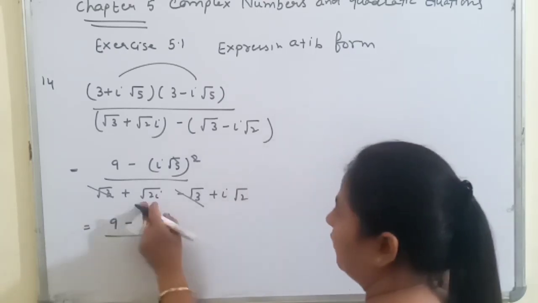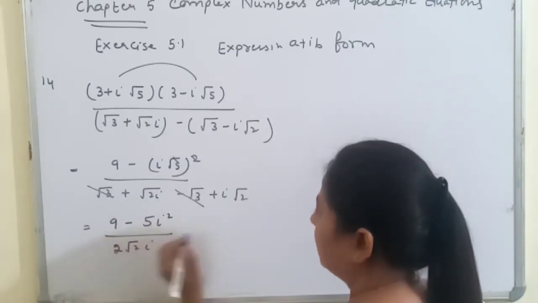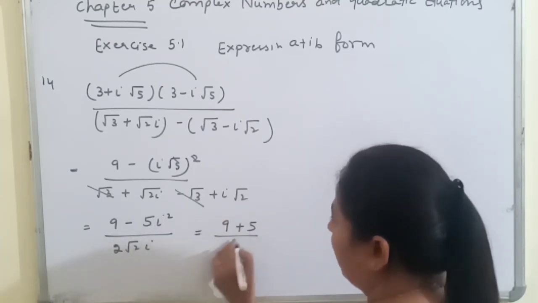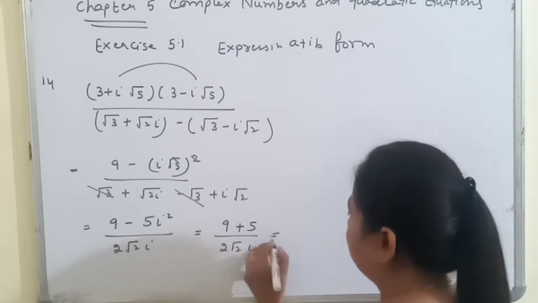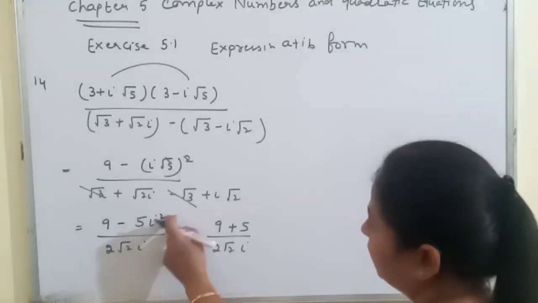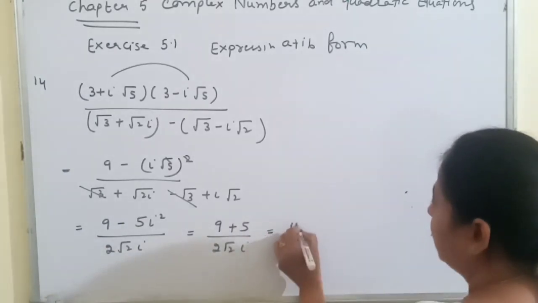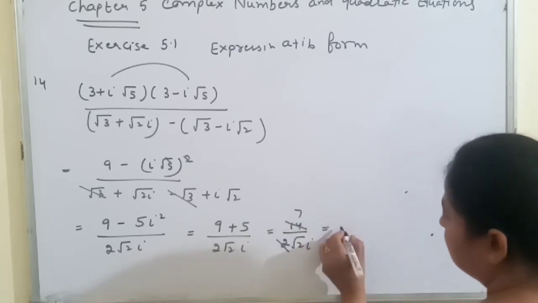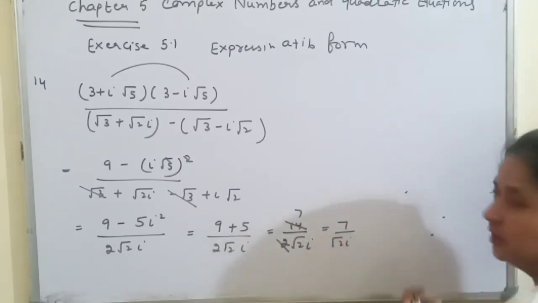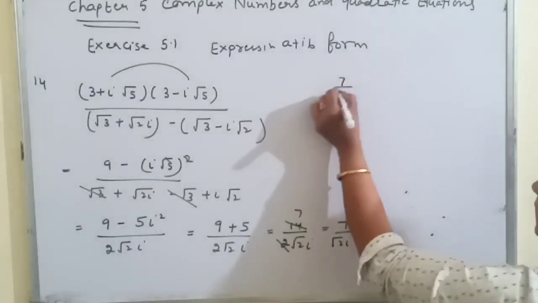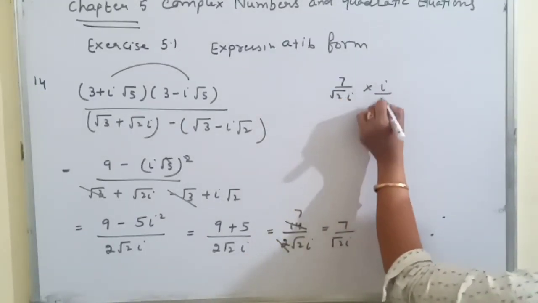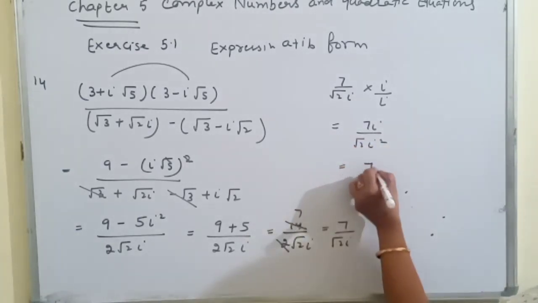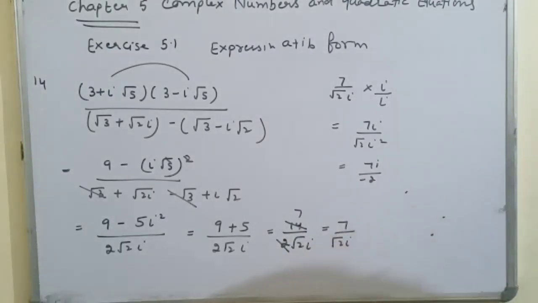At the numerator, minus under root 5 squared will become 5, and iota square is minus 1, so 9 plus 5 is 14. Under root 2 iota plus under root 2 iota is 2 under root 2 iota, so 14 upon 2 under root 2 iota. We can cancel it by 2, so what is left with us is 7 upon root 2 iota. Now rationalize the denominator. 7 by root 2 iota, rationalize it. 7 iota upon root 2 iota square, 7 iota upon minus 2. Now this is the result.